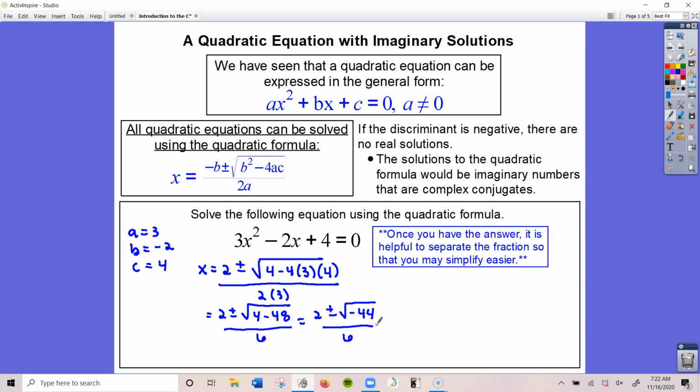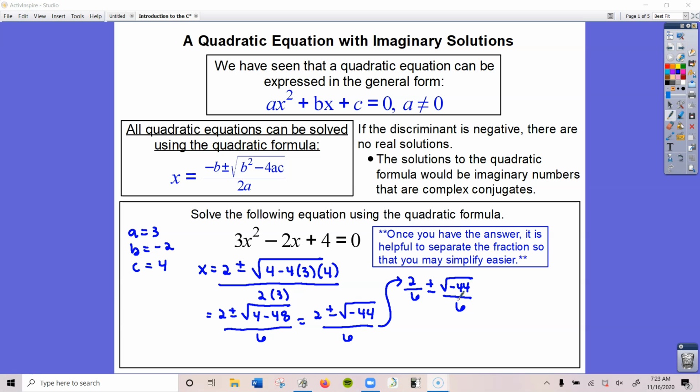Now we have to simplify this, and I put here that it is easier to separate the fraction so that you may simplify your answer much easier. So here we go. What that means is that I'm going to put everything over 6. So we have 2 over 6 plus or minus the square root of negative 44 all over 6.